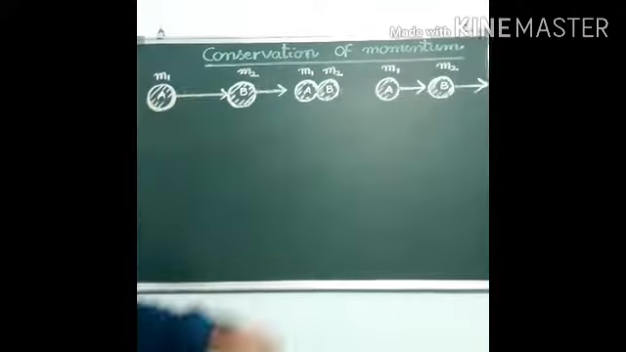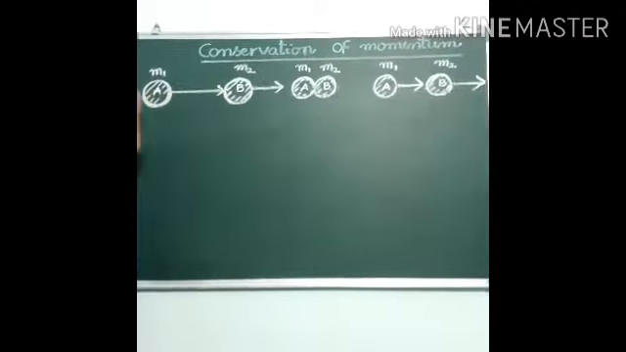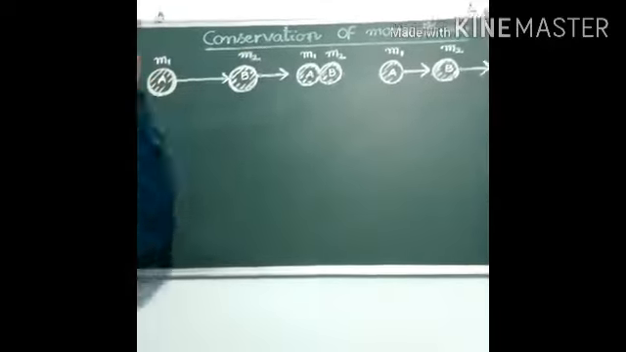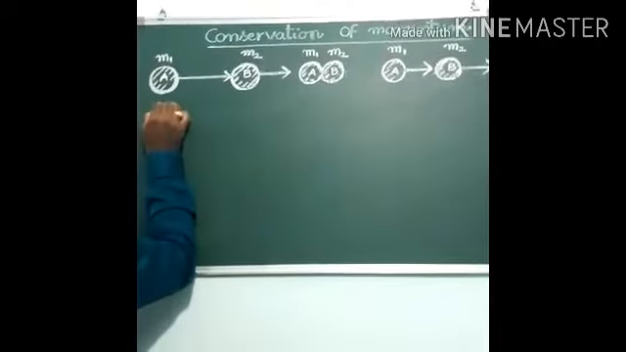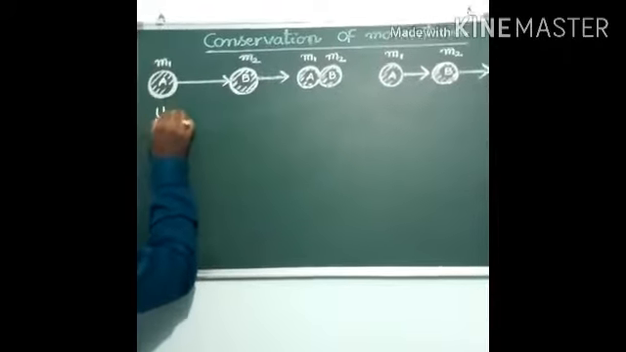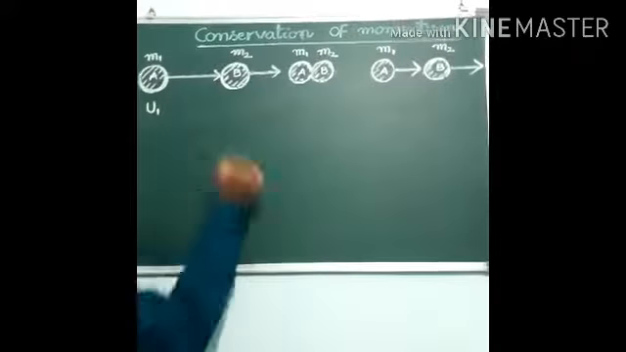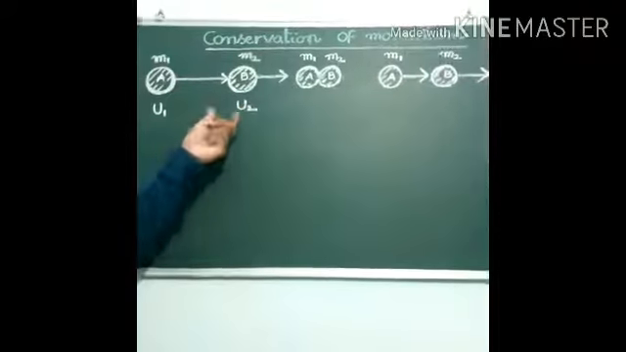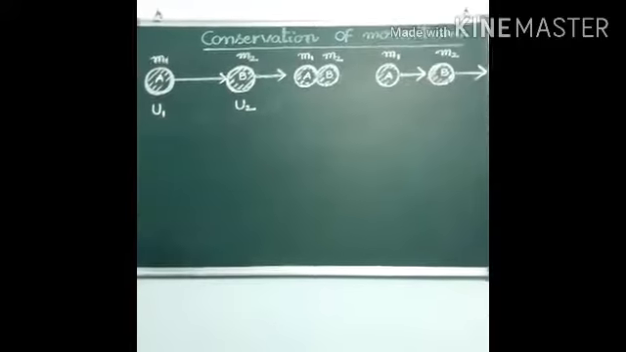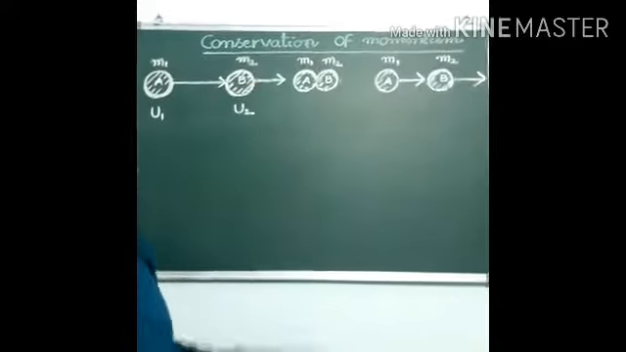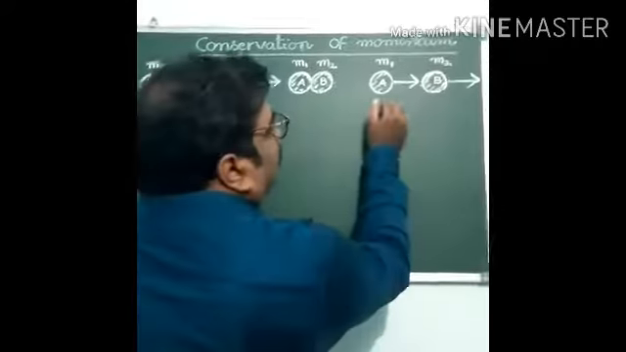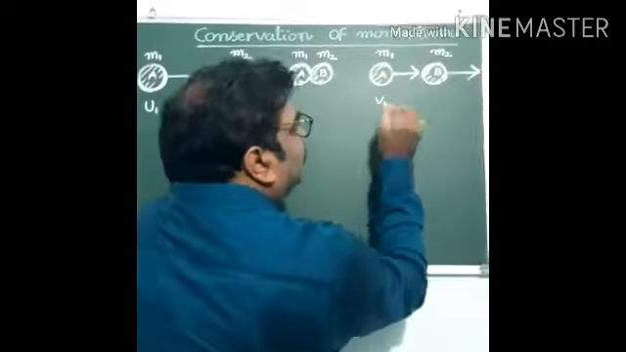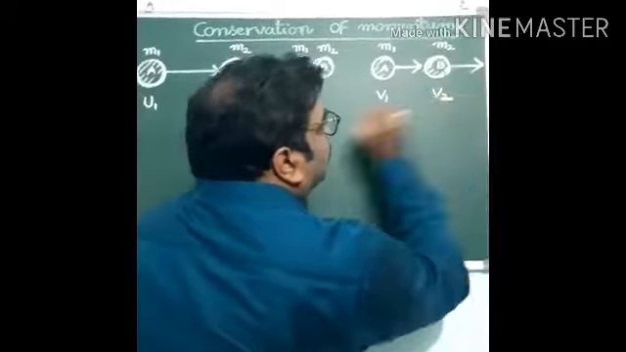So I have taken an activity. I have taken two objects, A and B. A has mass m1 and B has mass m2. Before collision, A has velocity u1 and B has velocity u2. After collision, what happens? Their velocities change. The spherical object A has velocity v1 and object B gets velocity v2.